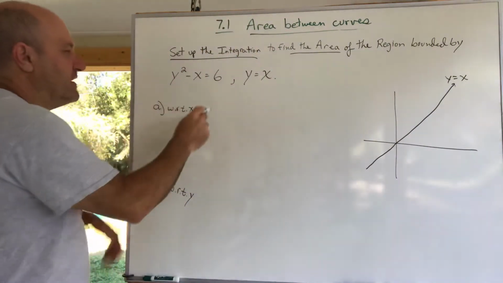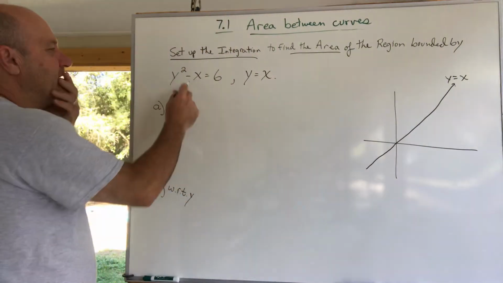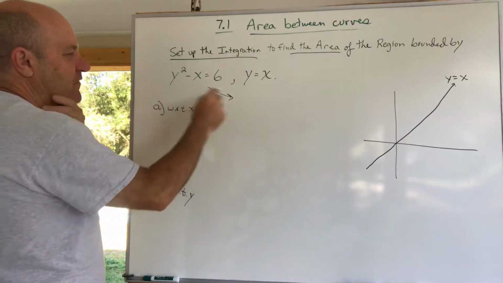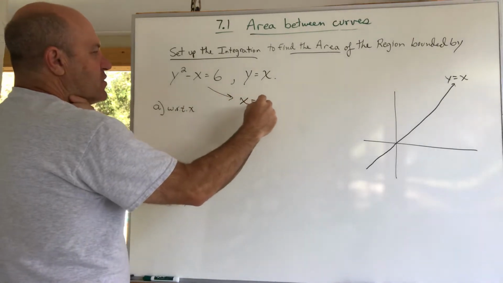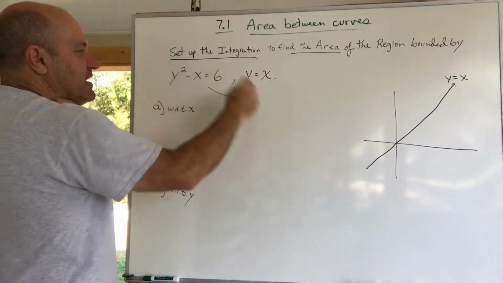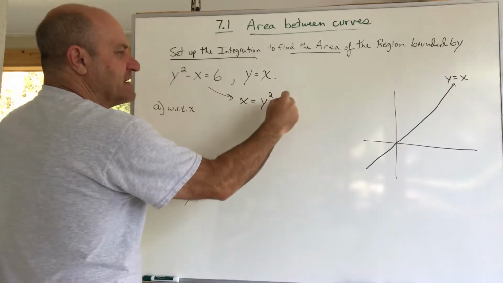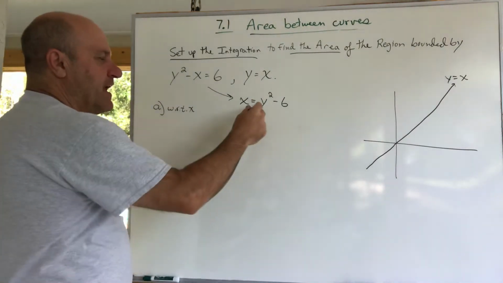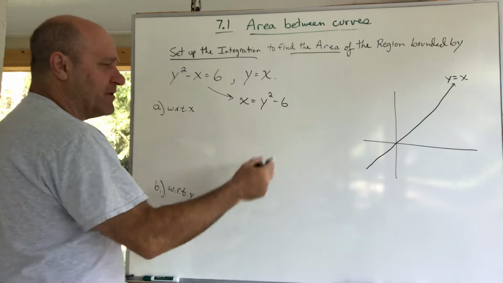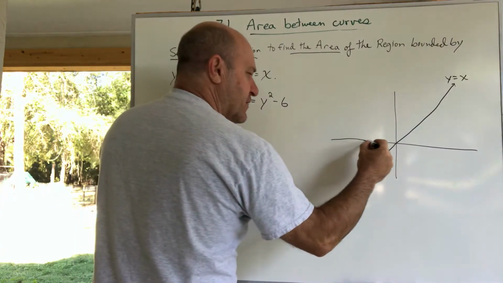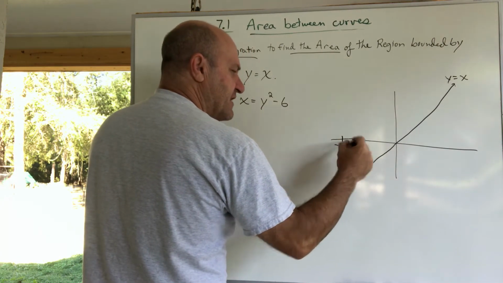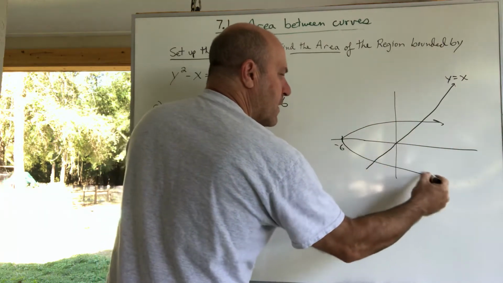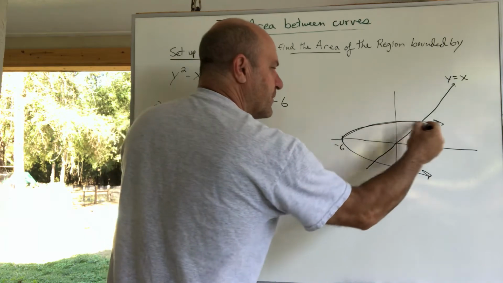And then this other thing is, let's see, if I solved for x, I'd add the x, I'd have x equals y squared minus 6. And that's a sideways parabola that comes over here at -6 and opens this way. Yeah, that's what it is.